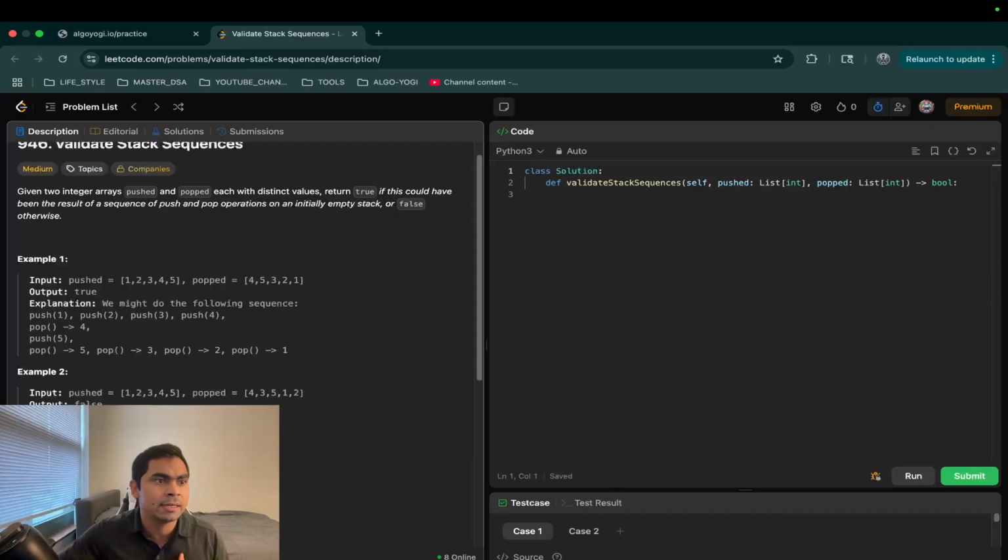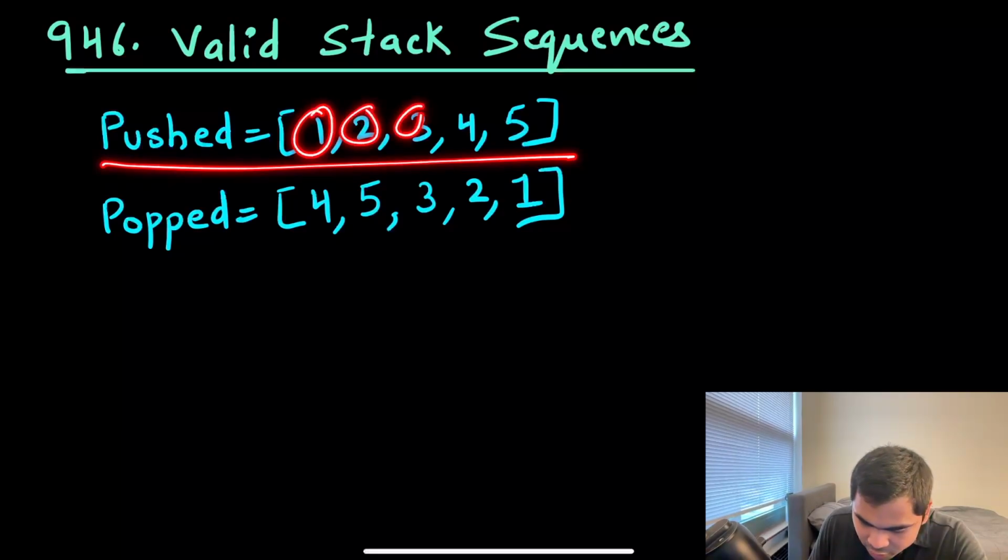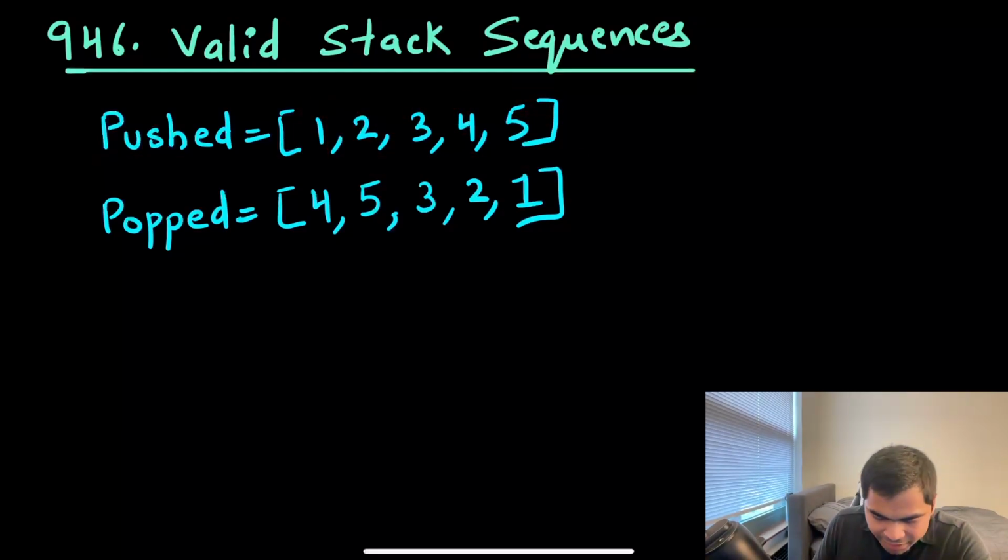So let's run a simulation on pen and paper. This is the pushed array. These are the values. The values might be the same in popped, but sometimes we might not see the same values, and then we will basically return false. But remember, these values are going to be distinct, otherwise you wouldn't know which value to pop out if you're seeing multiple occurrences of the same value.